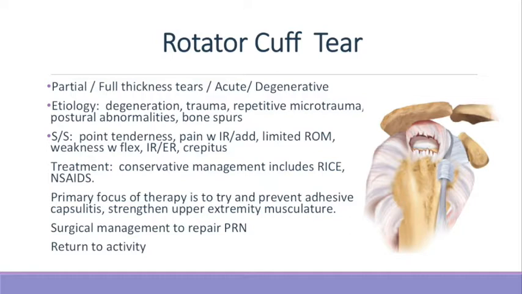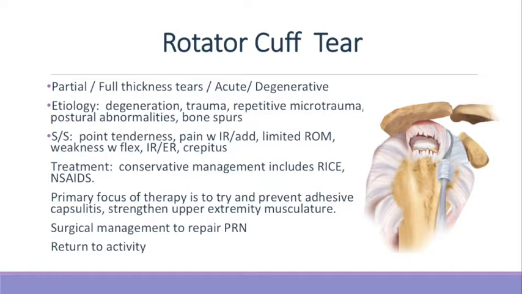Following surgery, the patient would be immobilized in a sling. That amount of time will vary depending on the surgeon's preference, surgical procedure, and the size of the tear. A large tear may require 4 to 6 weeks of immobilization. To return to activities that involve dynamic overhead motion, that could take as long as 9 to 12 months.